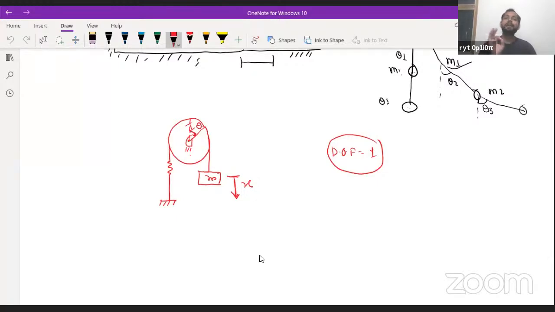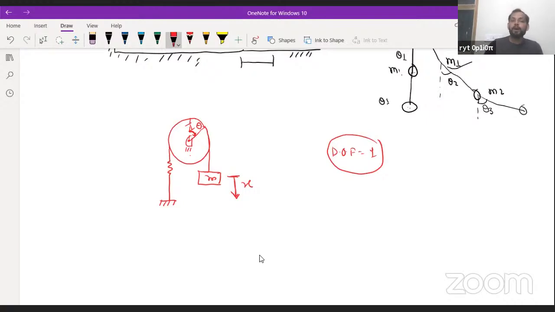The system can be defined with the help of 2 coordinates: first, angular displacement theta, and second, linear displacement x. Okay, Khyati, very good. Khyati is saying translational motion is dependent on rotational motion of the pulley. Vamsi Krishna is saying that the pulley is dependent on the mass. Exactly, this is what is happening here.